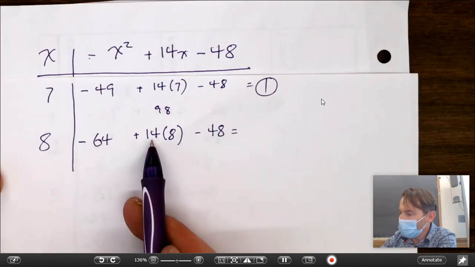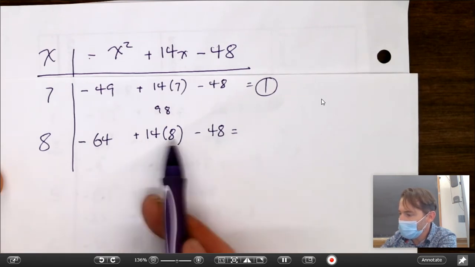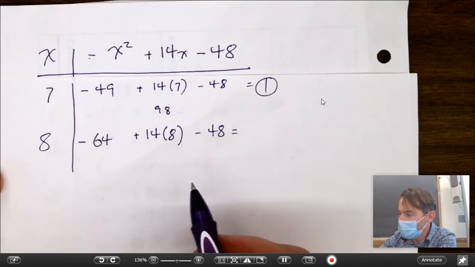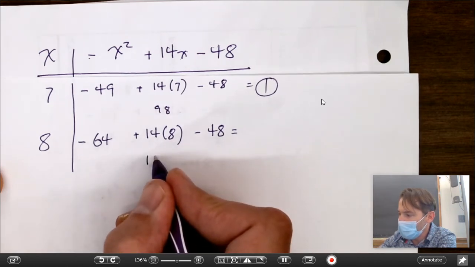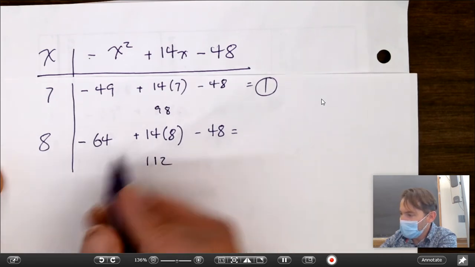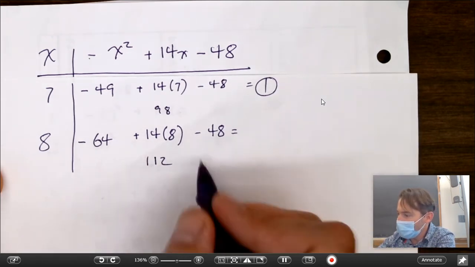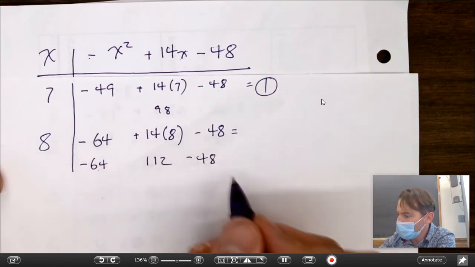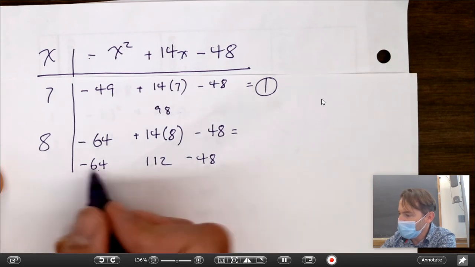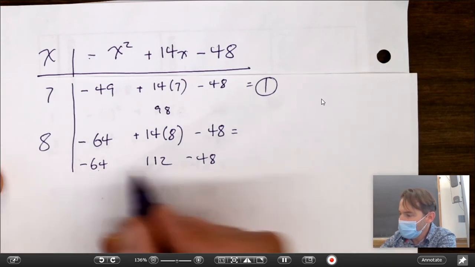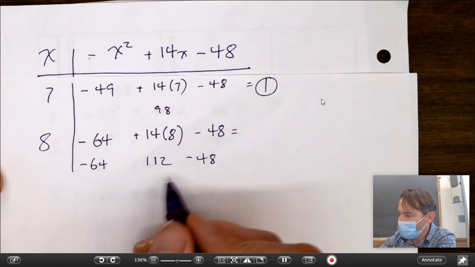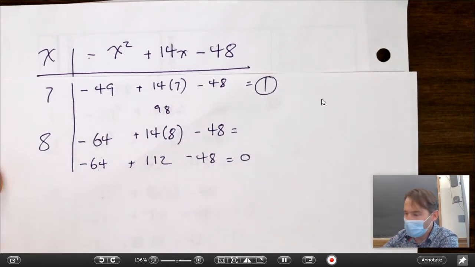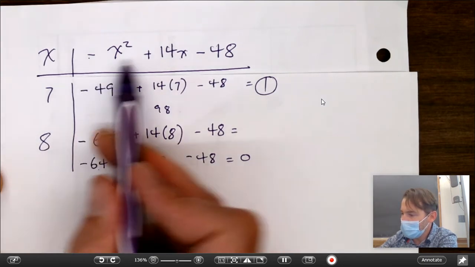Okay, negative 64 plus 14 times 8. 14 times 8, well, that's 80 plus 4 times 8 is 112, right? So it's negative 64 plus 112 minus 48. Okay, negative 64 minus 48, well, that together is 112, right? 64 plus 48 together is 112, so that's also 0. So when x is 8, this is equal to 0.